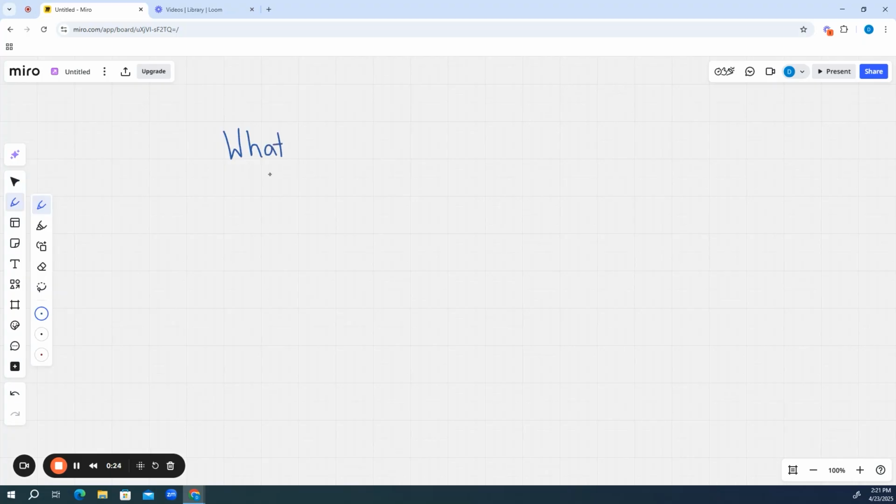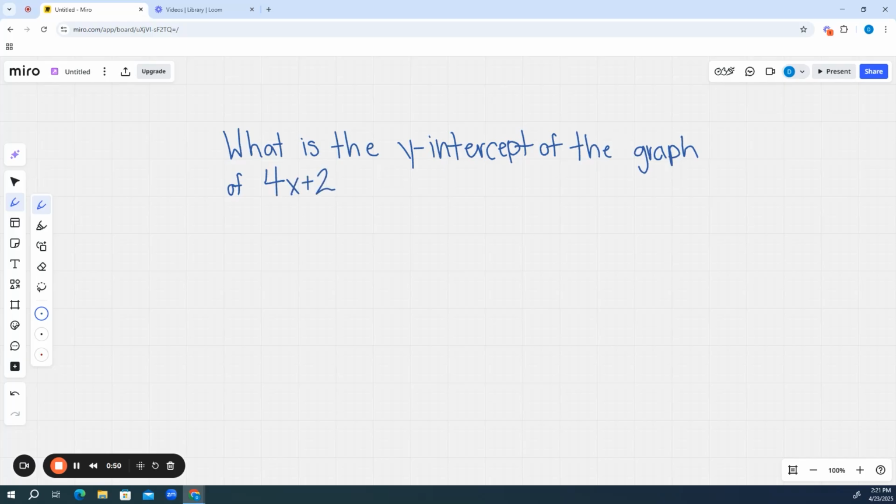So, what is the y-intercept of the graph of 4x plus 2y equals 12? All right, so we'll be finding the y-intercept of the graph of 4x plus 2y equals 12.